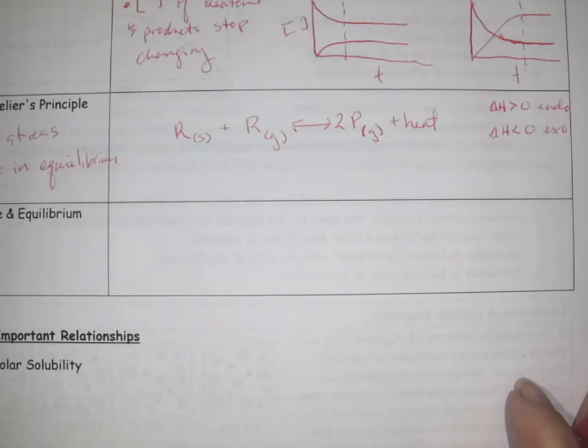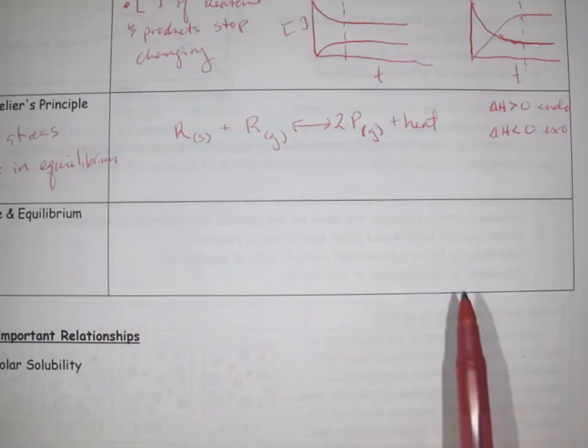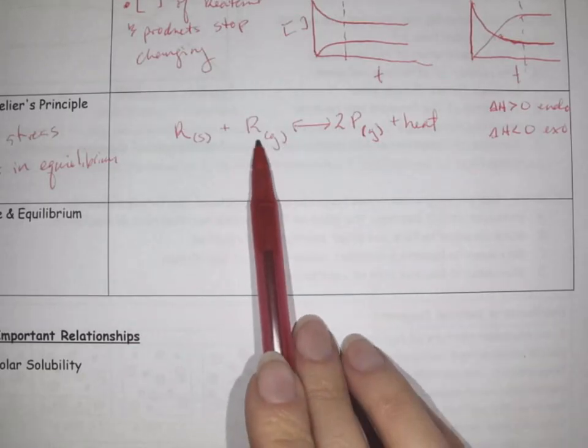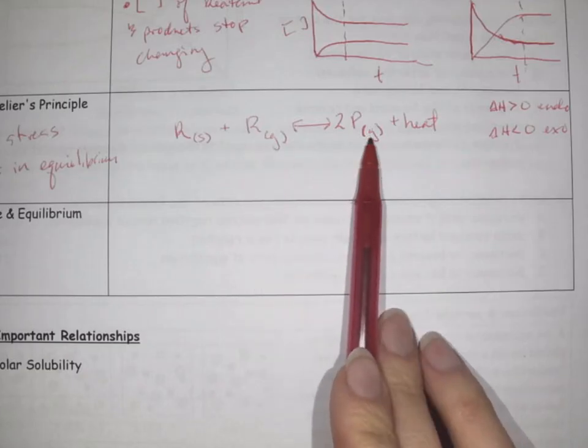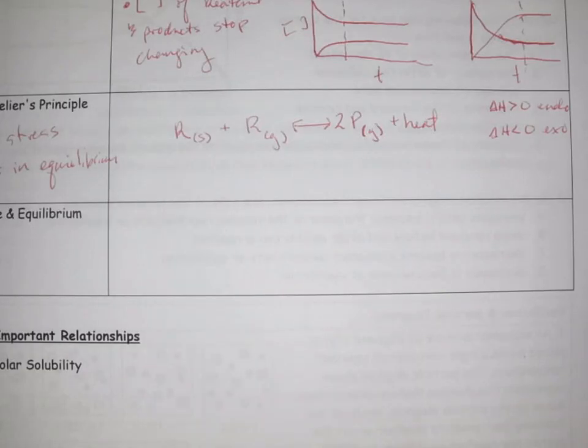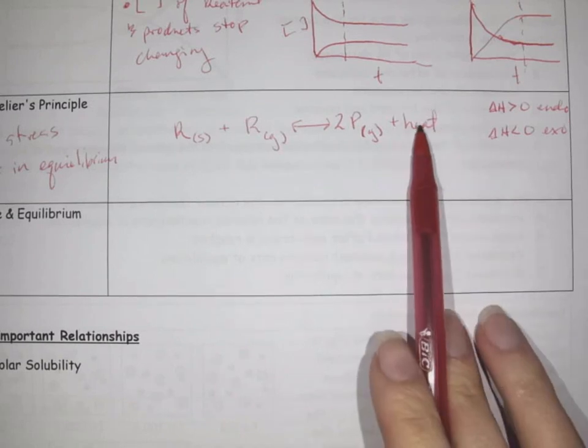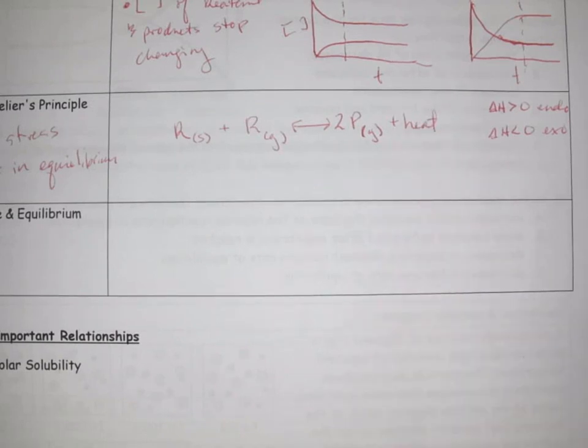Now, there's a bunch of different stresses that we could put on this reaction. We could add or take away this reactant or that product. The solid, it wouldn't matter so much, but gases or aqueous, we could add or take away. We could increase or decrease the temperature. We could also increase or decrease the pressure.